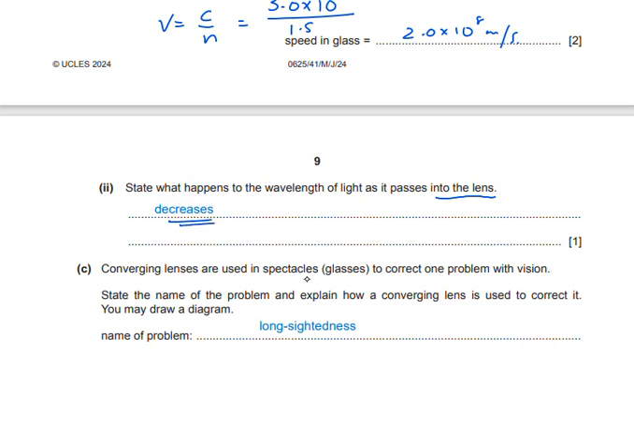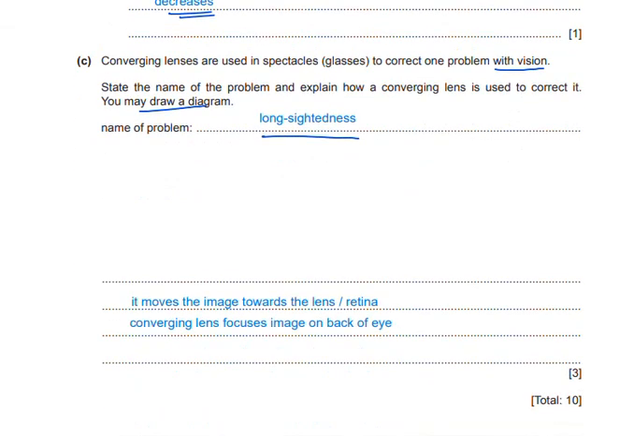Converging lenses are used in spectacles to correct one problem with vision. State the name of the problem and explain how a converging lens is used to correct it. You may draw a diagram. We know that they are used to correct long sightedness. What is happening in long sightedness?